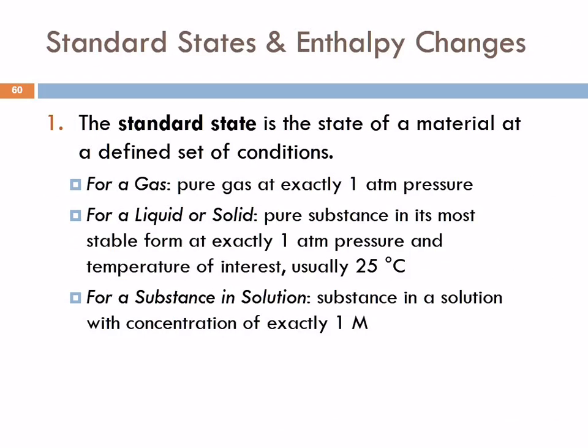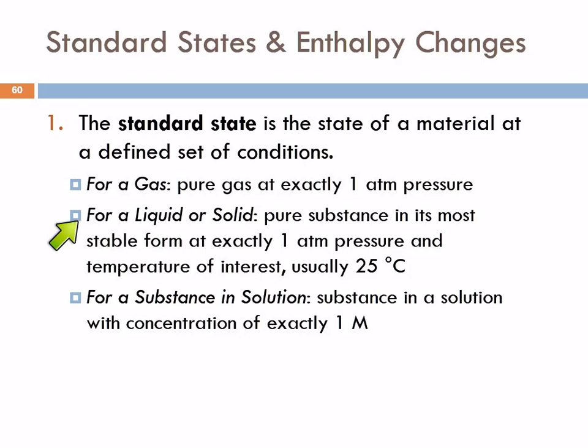So what are standard states? Well, the definition has to be a little different depending on what kind of a substance we're looking at. If the element in question is a gas, then the standard state for a gas is the pure gas at exactly 1 atmosphere of pressure. Because it might be a little different if it was at 2 or 3 atmospheres of pressure. So we have to define the pressure for a gas.